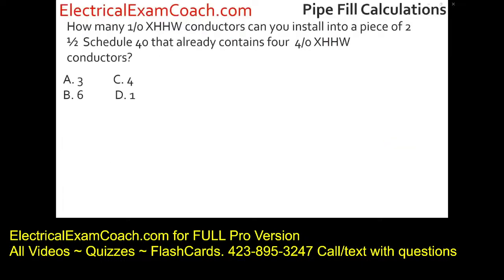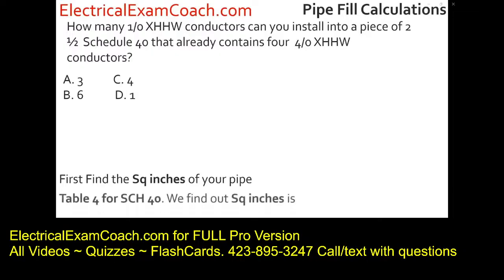How many 1/0 XHHW conductors can you install into a piece of 2.5 inch Schedule 40 that already contains 4 4/0 XHHW conductors? The first thing we're going to find out is the square inches of our pipe. For that, we're going to head to Chapter 9, Table 4, for Schedule 40.